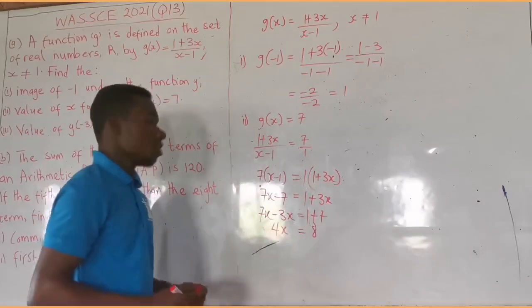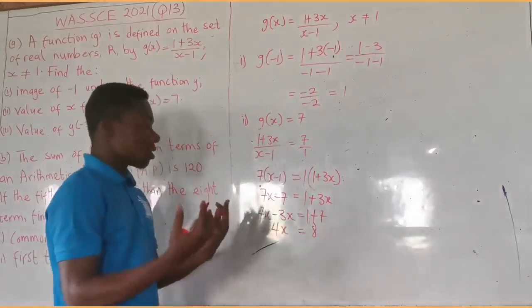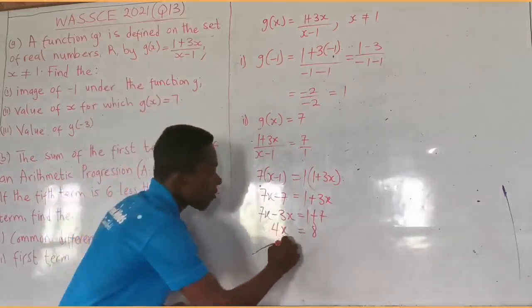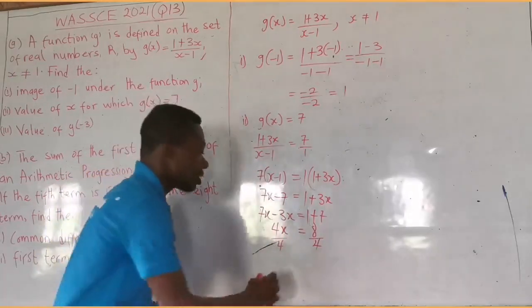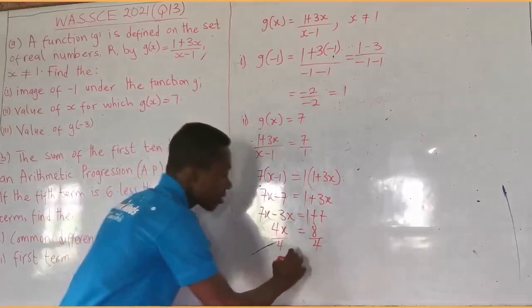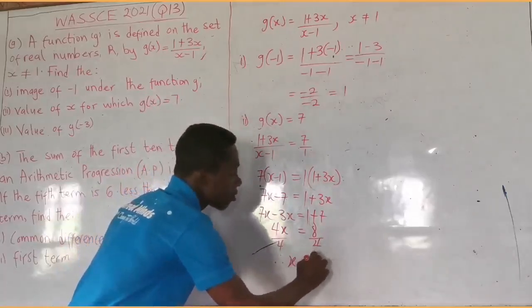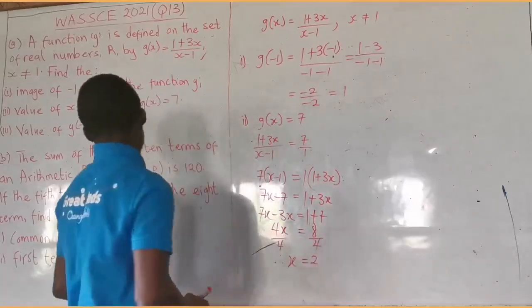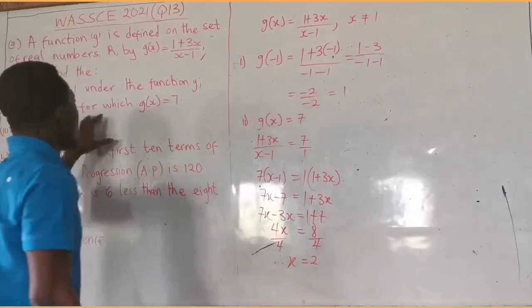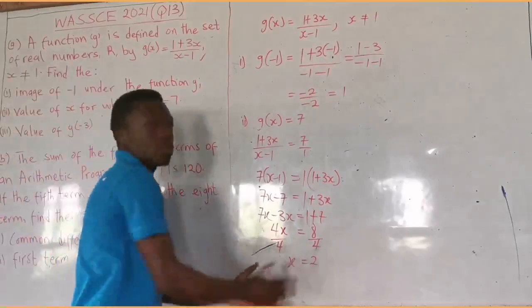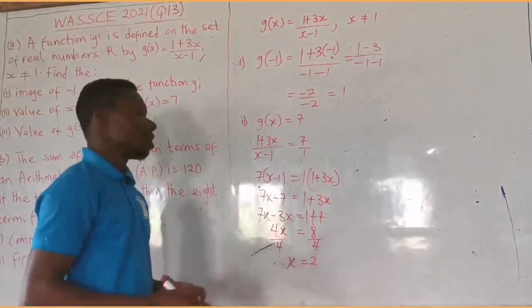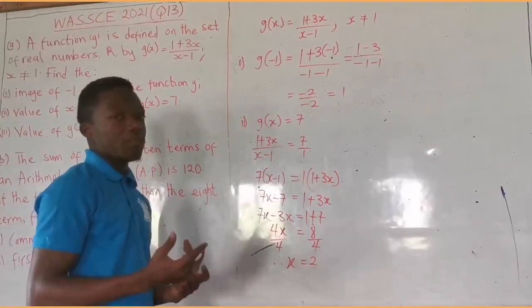Is that okay? Right. So all I need to do here to make x the subject is to divide both sides by 4. Divide both sides by 4. So therefore I can conclude that x is equal to 2. In that case, it tells us that the value of x for which g of x equals 7 is 2. And that will give you your answer. I believe that is clear.